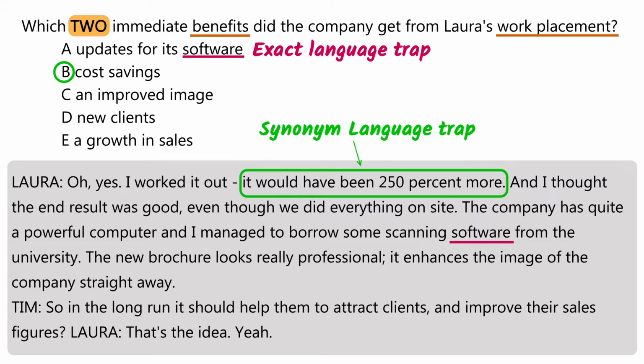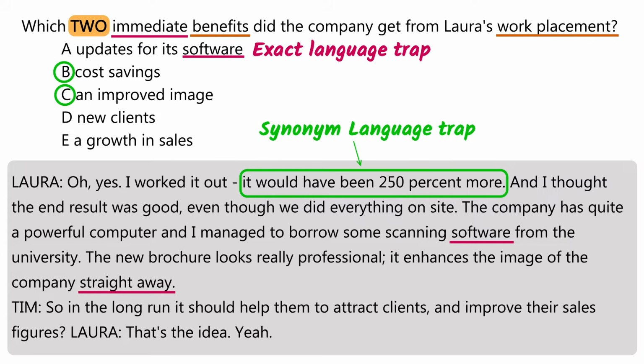The new brochure looks really professional. It enhances the image of the company straight away. Straight away is the synonym language for immediate, all right? And it enhances the image of the company. This is the second synonym, let's say, immediate benefit. And it is also a synonym language. C, as you can see, answer choice C is the correct answer, an improved image.